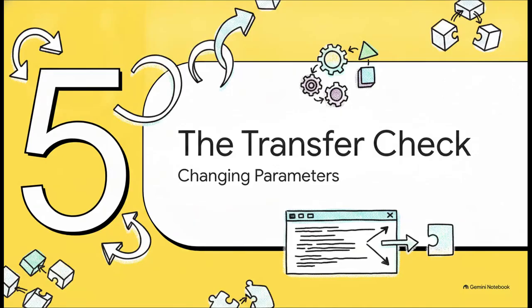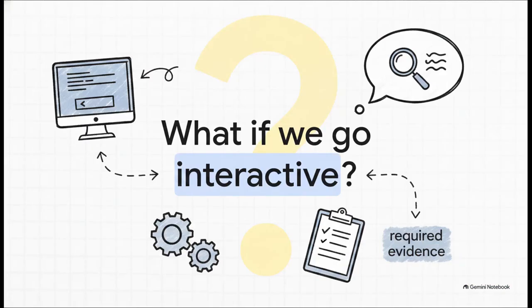And that leads us to our final section, Section 5, the transfer check. So, what do you think happens if we drop out of our script execution and try to replicate this directly in the interactive interpreter instead? How does the actual evidence we need change when our workflow changes? It's honestly a fantastic way to test whether we've truly grasped the nuts and bolts of our Python setup.